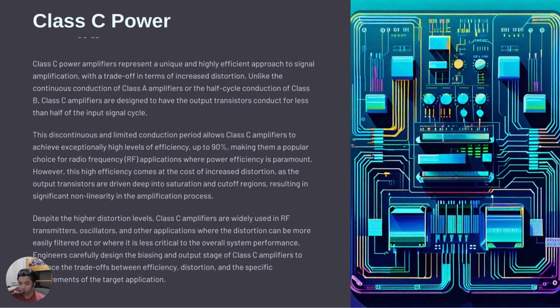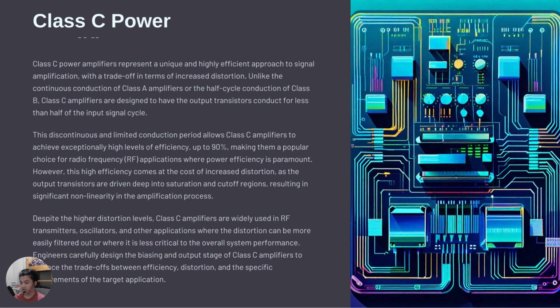Class C power amplifiers. Class C power amplifiers represent a unique and highly efficient approach to signal amplification, with a trade-off in terms of increased distortion. Unlike the continuous conduction of Class A amplifiers or the half-cycle conduction of Class B, Class C amplifiers are designed to have the output transistors conduct for less than half of the input signal cycle.